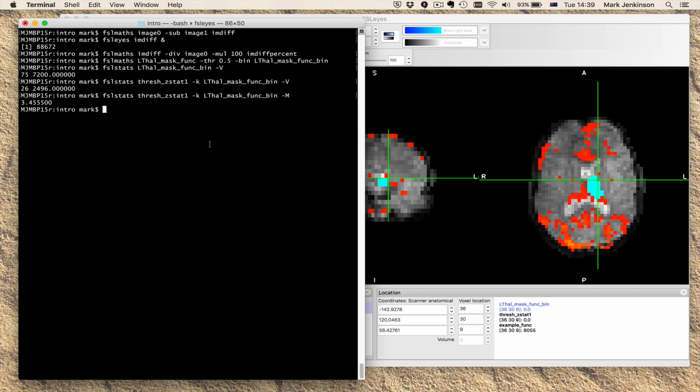So that's just an example of a few of the things that you can do with FSL utils. FSL maths and FSL stats are very, very useful tools which it's good to get familiar with and to be able to use in general. There are other useful tools as well, and you'll find that there are optional parts of the practical that you can have a look at on your own. But this should be enough to get you to the point where you can explore that for yourself.